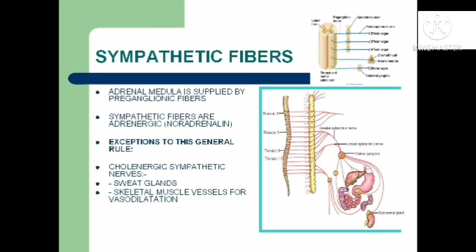Exceptions to this general rule are the cholinergic sympathetic nerves. The cholinergic sympathetic nerves pass toward the sweat glands and the skeletal muscle vessels for vasodilatation, where the sympathetic fibers release acetylcholine, which is the secretion of the parasympathetic nerve fibers.